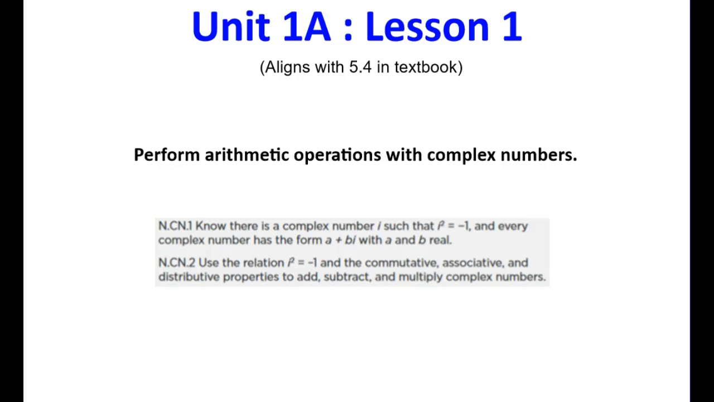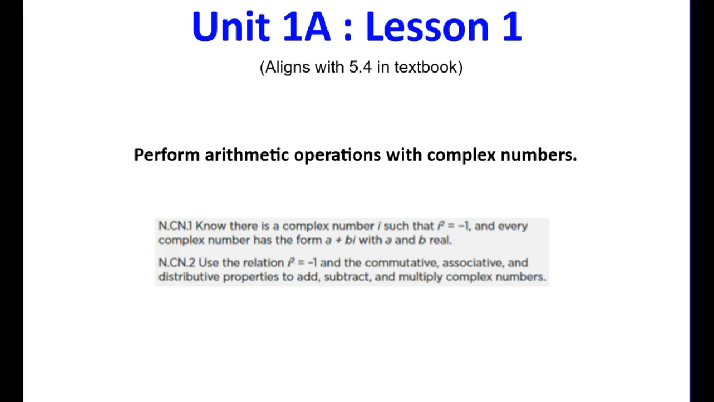Unit 1A, Lesson 1. This lesson will align with 5.4 in your textbooks. There are two main standards we are going to discuss in this lesson. The first one: know there is a complex number i such that i squared equals -1, and every complex number has the form a plus bi, with a and b being real numbers.